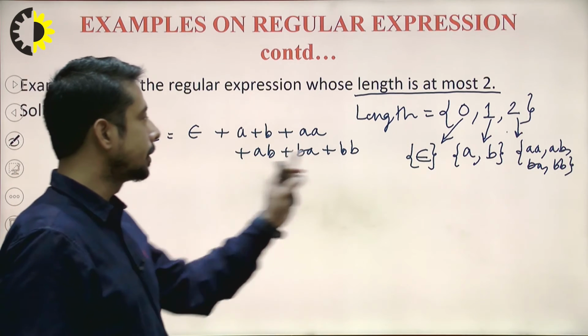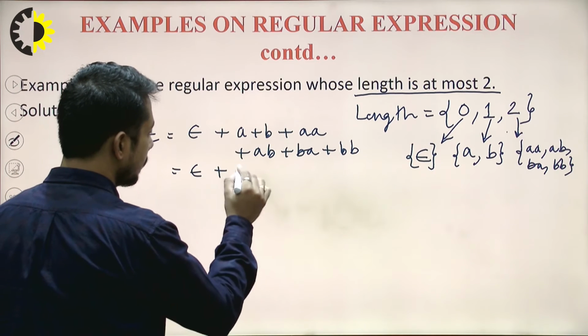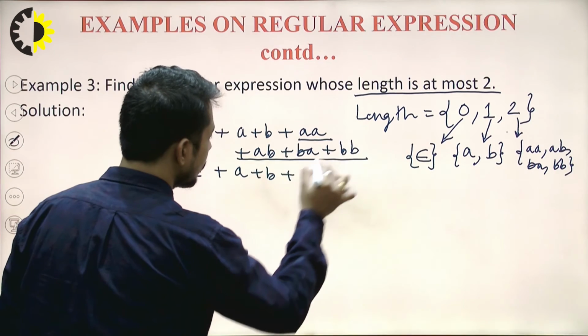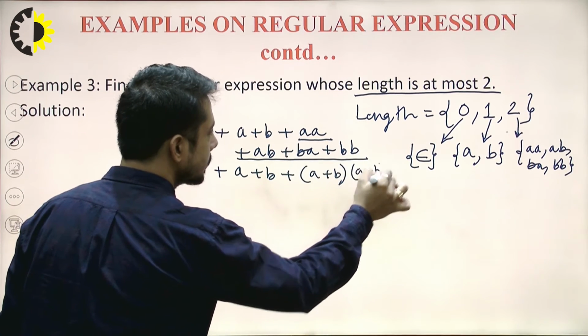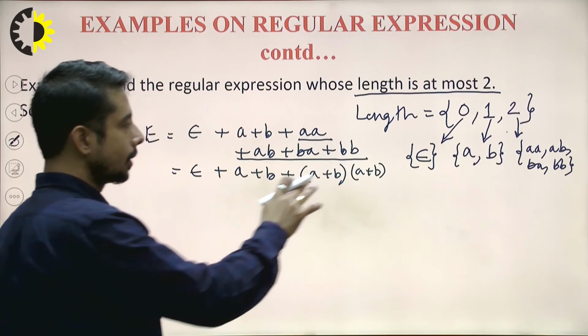Now I will try to simplify it. Okay, I will try to simplify it. A plus B, and from this entire expression, can I write it like this? A plus B into A plus B. I have done this scenario in question number 1 also. Correct? The same way you can do it.